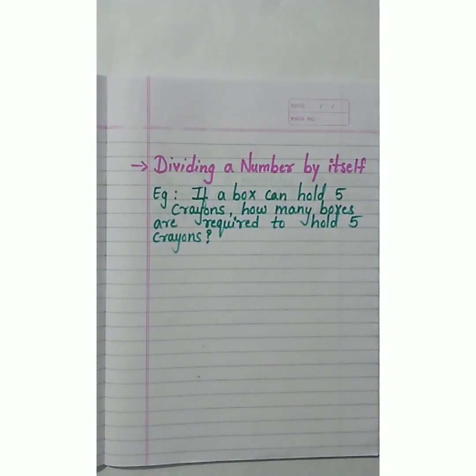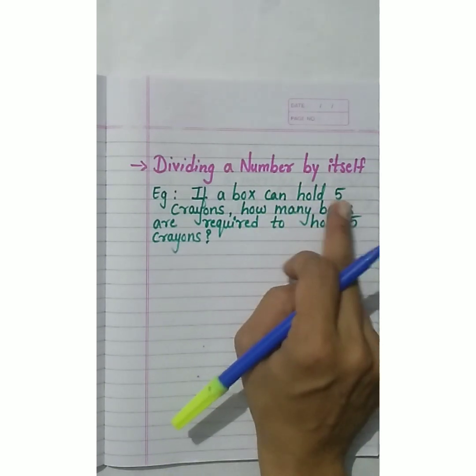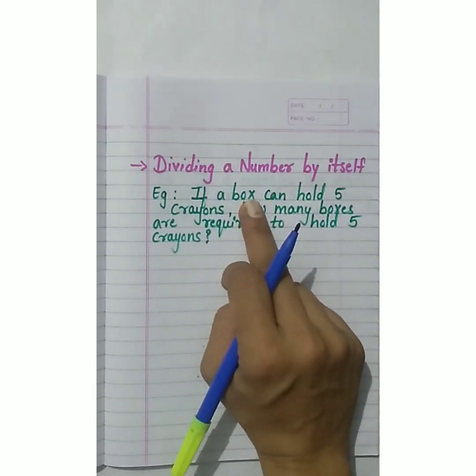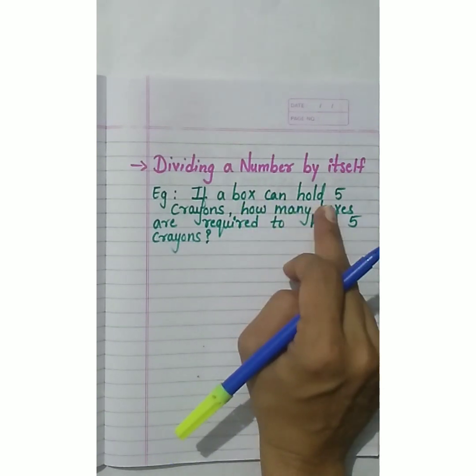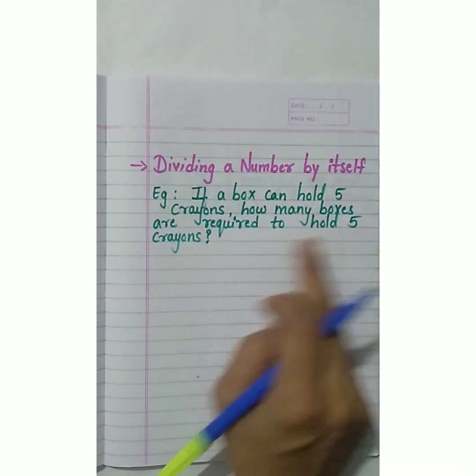Our second fact is dividing a number by itself. When we divide a number by itself, we get 1 as quotient. 11 divided by 11, our quotient will be 1. 9 divided by 9, our quotient will be 1. It means whenever we divide any number by the number itself, we get 1 as quotient. Let's see one example. If one box can hold 5 crayons, how many boxes are required to hold 5 crayons?